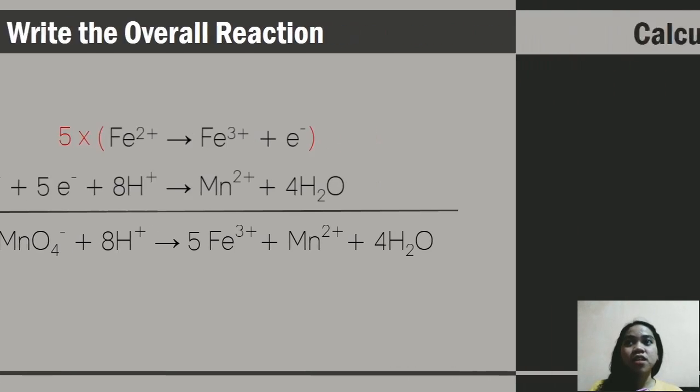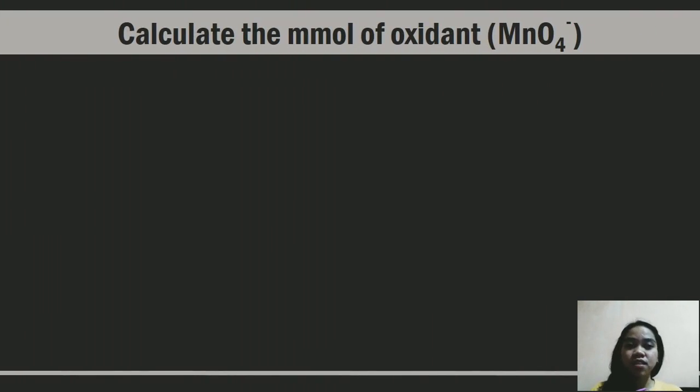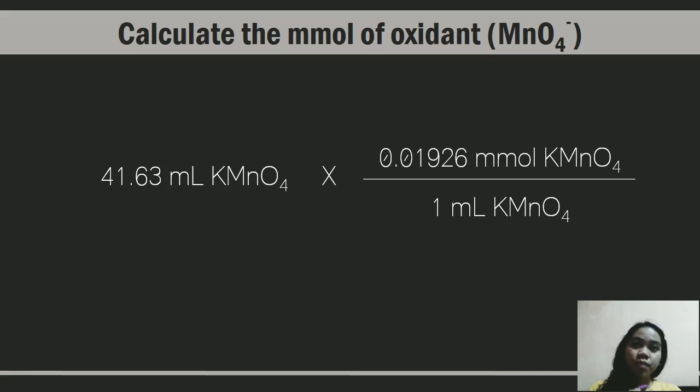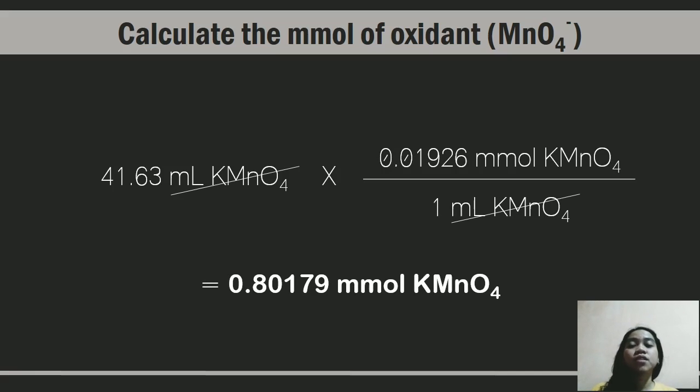Next, let's calculate the millimoles of oxidant, which is the permanganate in this case. First, we are given the volume of potassium permanganate, which is 41.63 milliliters. We need to multiply that by its molarity to get its millimoles. So we will end up with the answer of 0.80179 millimoles of potassium permanganate.